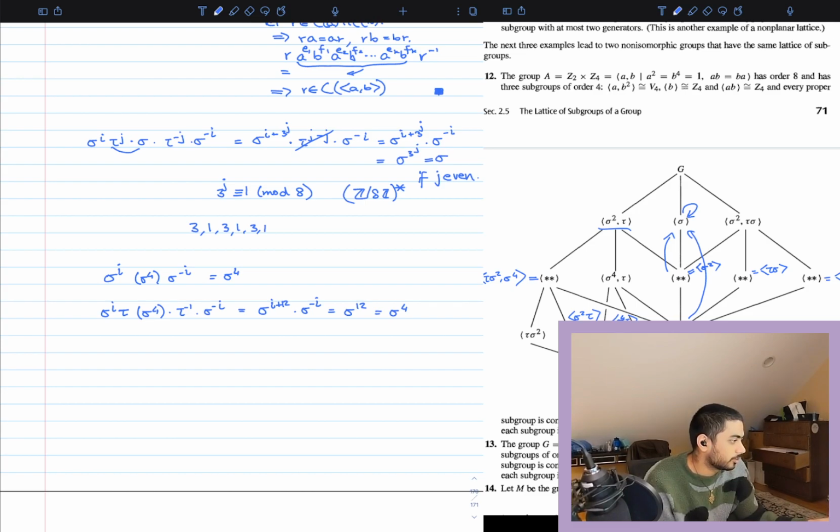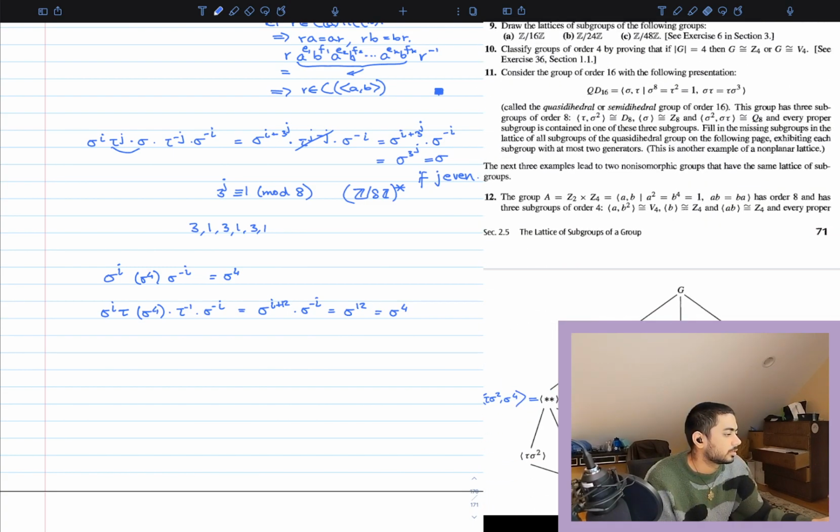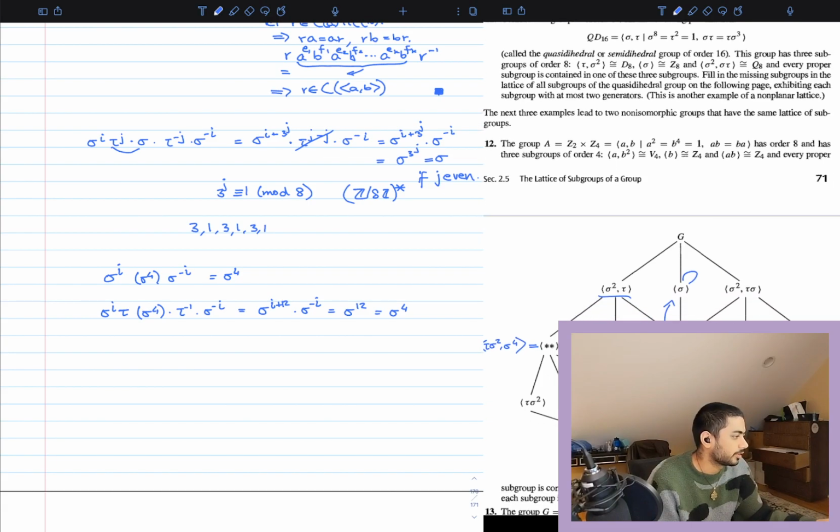So sigma to the 4, because sigma squared does not commute with everything. Sigma does not commute with everything. Sigma to the 4, however, commutes with everything. So this guy centralizes all the way up here.